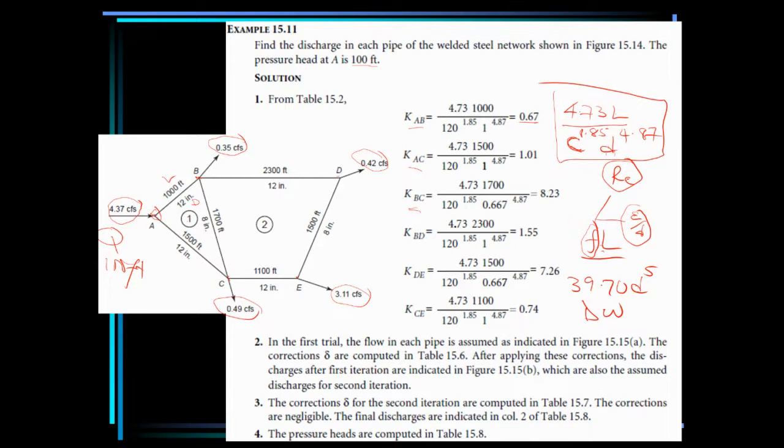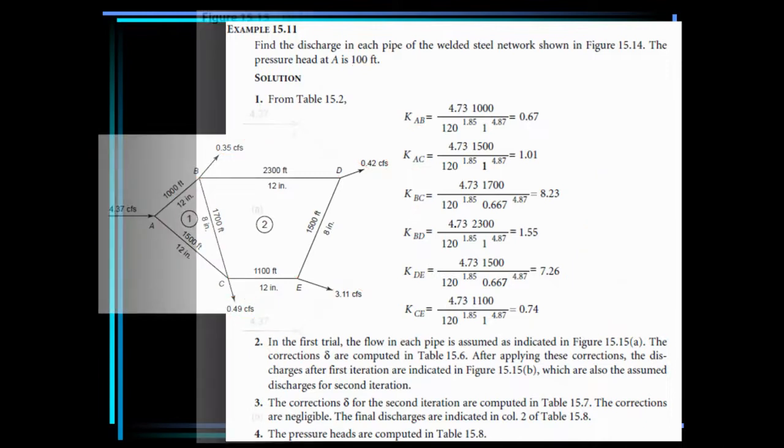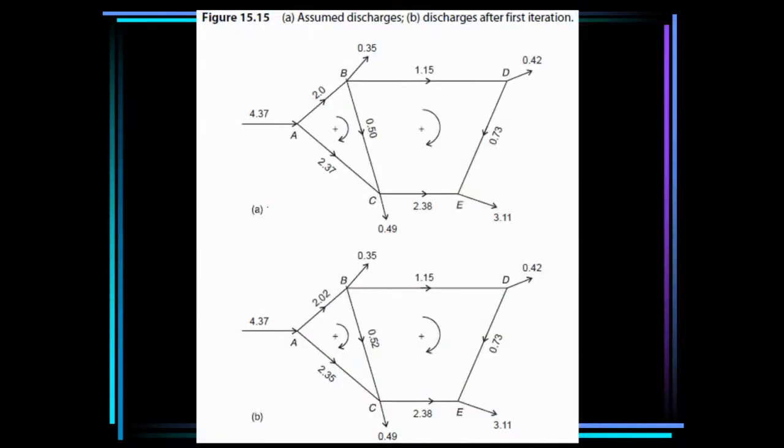At each joint or node, the total flow in should be equal to the total flow out, based on the continuity equation. We will take clockwise flow to be positive and counterclockwise to be negative. You see the inflow here at point A is 4.37, so we now divide it arbitrarily. If you go to this table, A, this is where we assume the discharges. Like I said, the only guiding principle is inflow equals outflow.